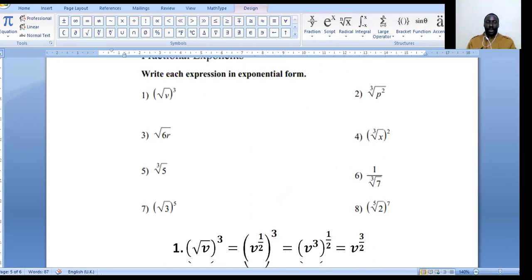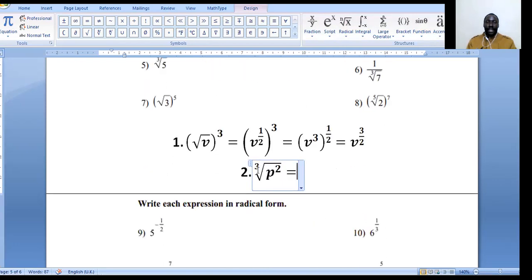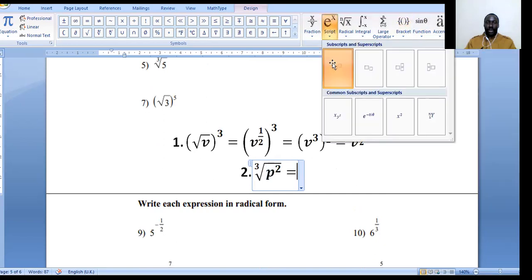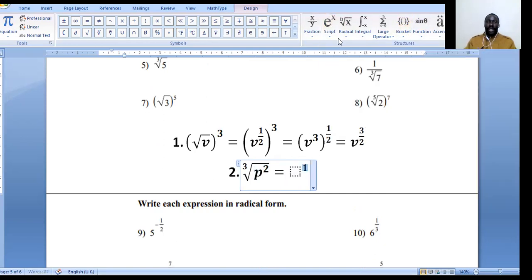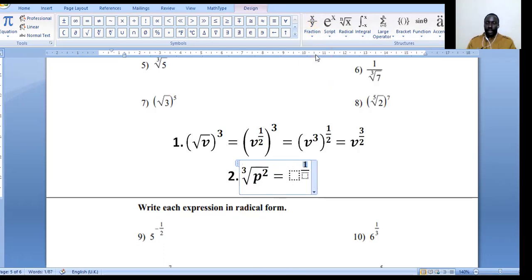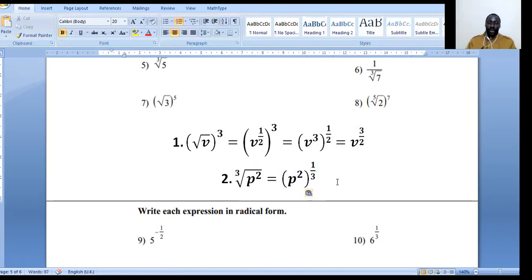So in exponential form, this cube root means p squared is raised to power a third, okay? So let's have p squared right here. Then we'll have this expression outside, like this. Then we have got to have something inside the bracket. Inside the bracket, we'll be having what? P squared.